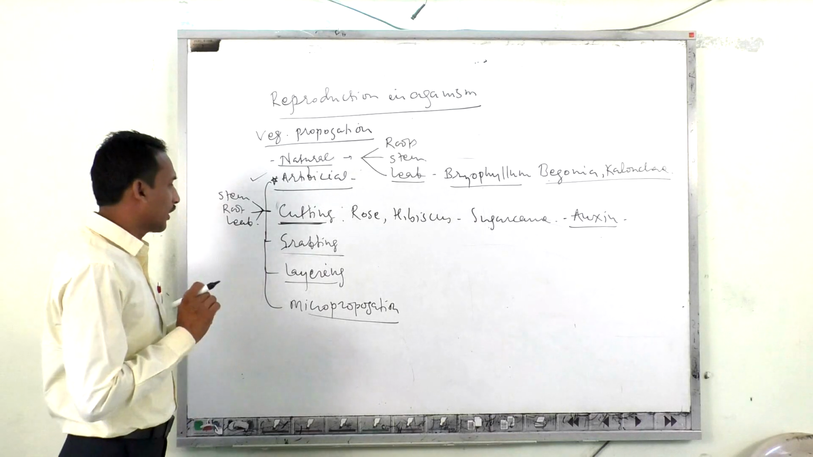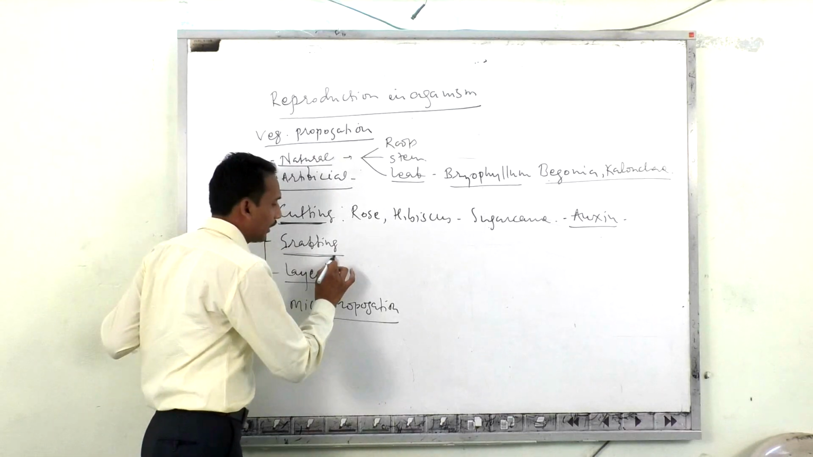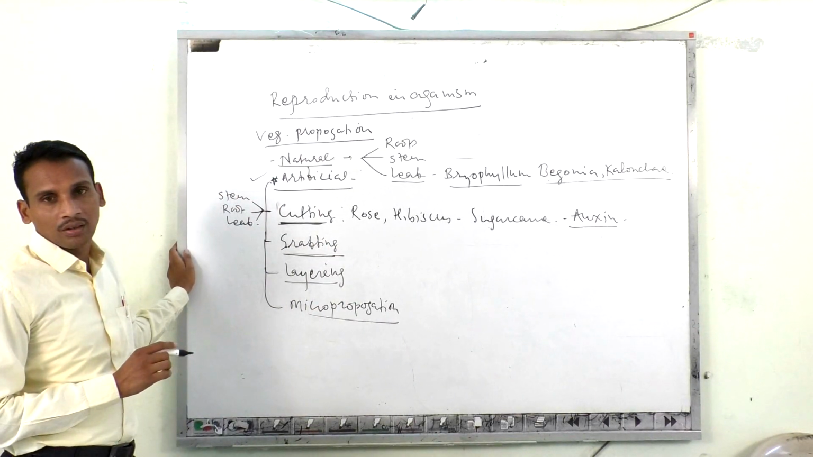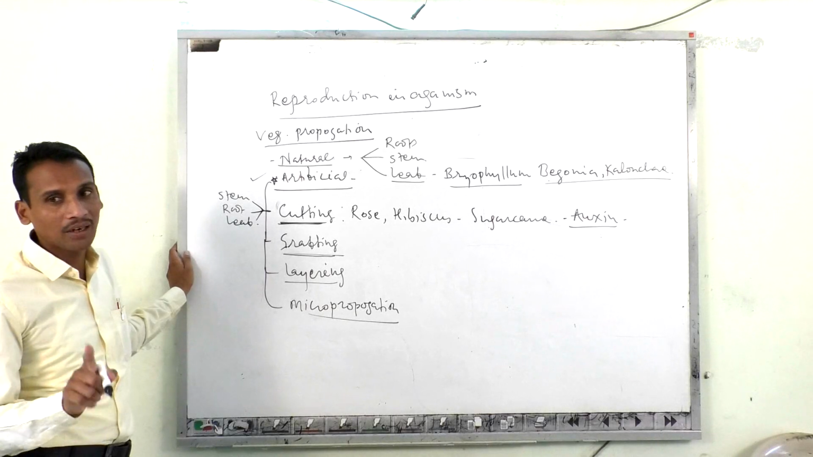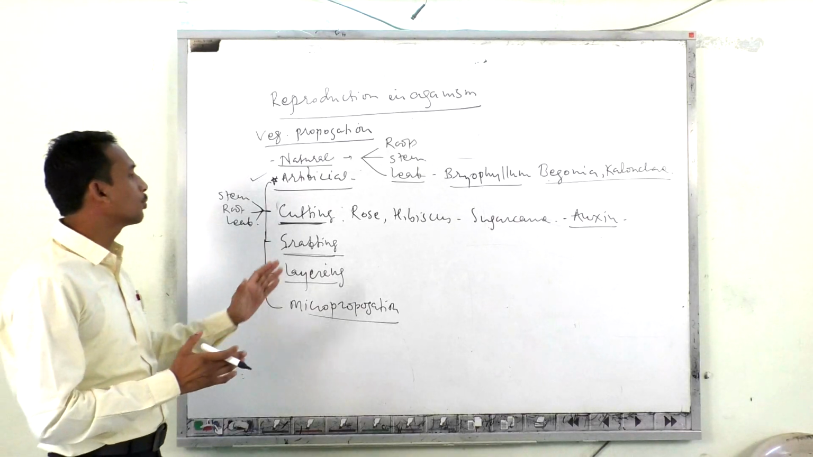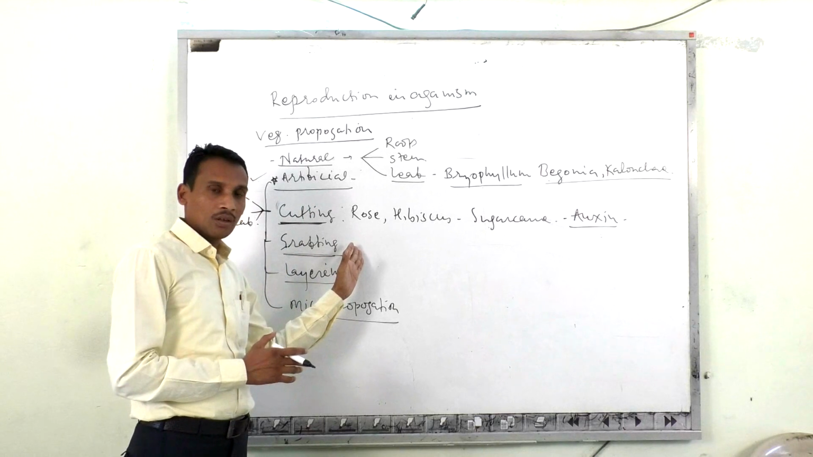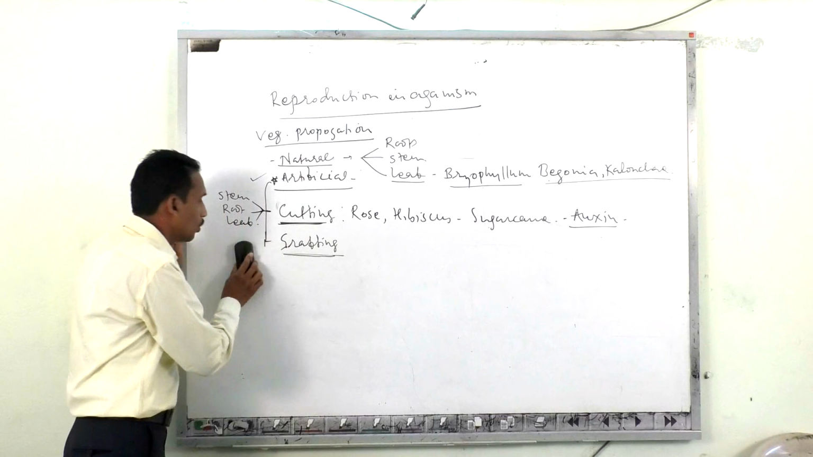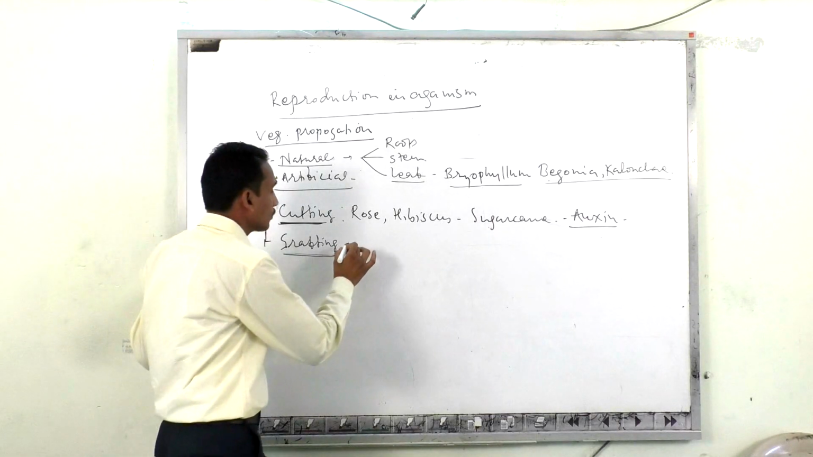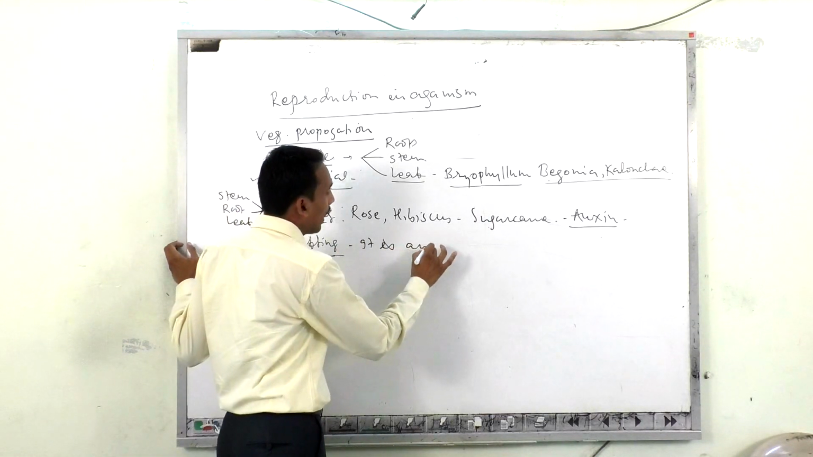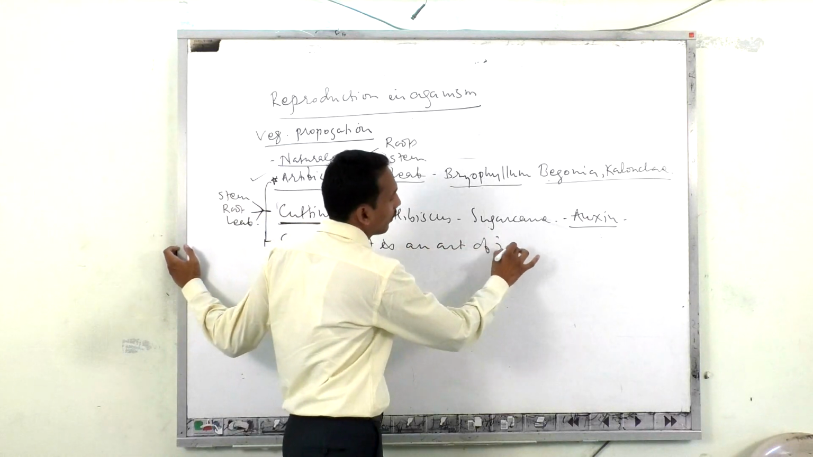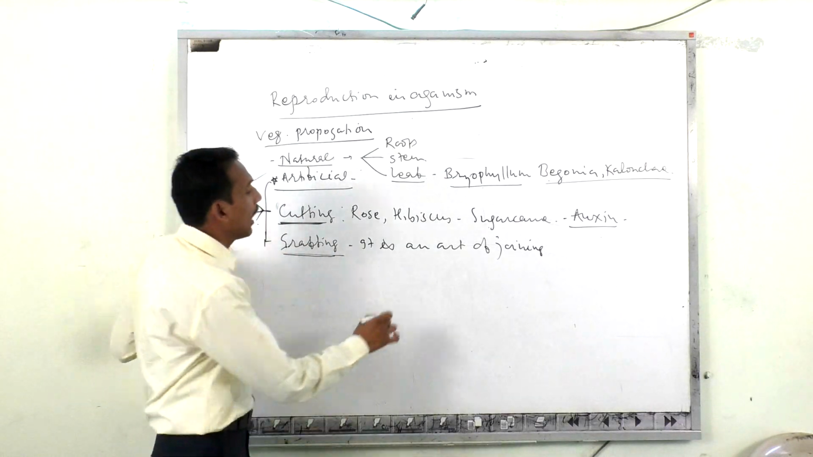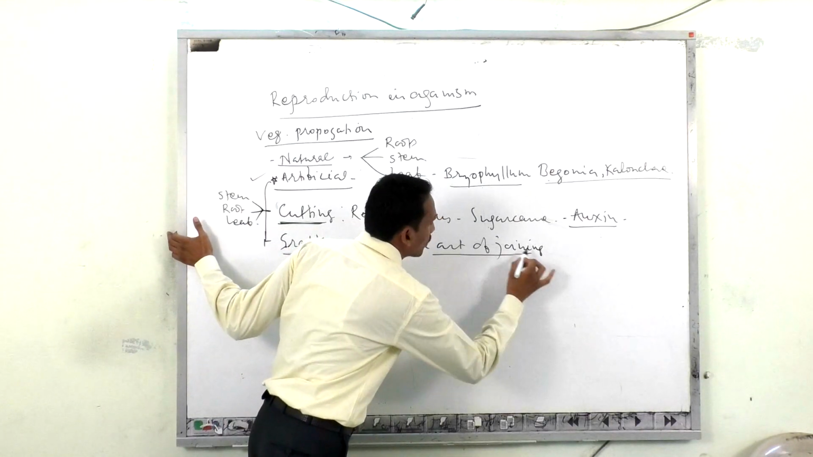Now we have to discuss the second technique, that is grafting. It is another type of artificial vegetative propagation. It is also a very common process, but it is totally different from the cutting process. How can we define grafting? So, grafting, it is an art of joining.